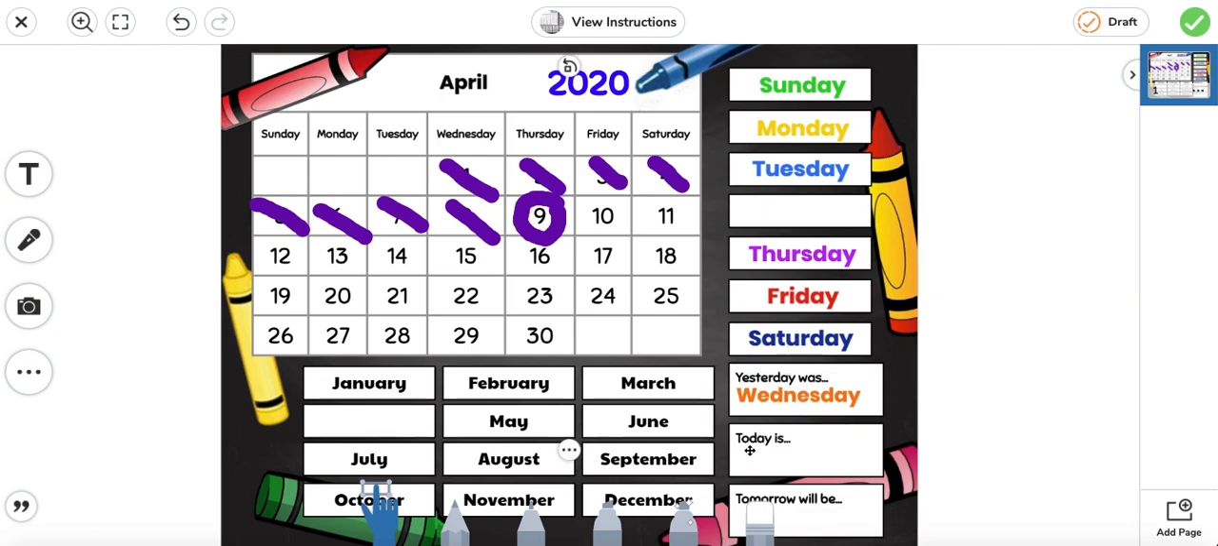Next question says today is, so if we look at the calendar, today is the 9th. If we go up, it tells us today is Thursday. Sunday, Monday, Tuesday, Wednesday, Thursday. Tomorrow will be, so today is Thursday. What day will it be tomorrow? Friday. Sunday, Monday, Tuesday, Wednesday, Thursday, Friday.